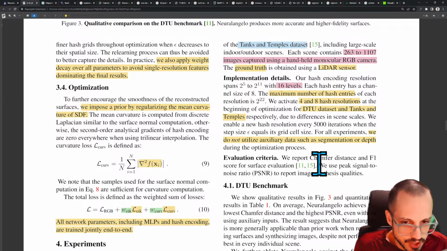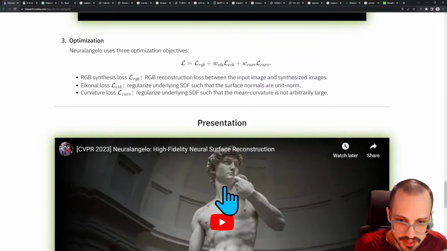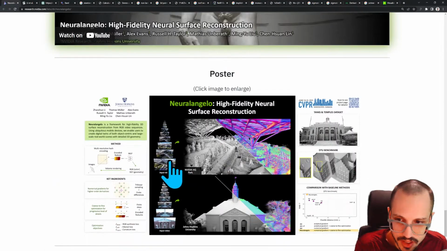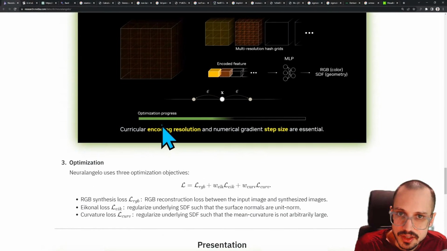We report chamfer distance and F1 score for surface evaluation. These are basically metrics to determine how good your surface is. And we use peak signal-to-noise ratio to report image synthesis quality. So chamfer distance and F1 score are for the quality of the surface, and signal-to-noise ratio is for the quality of the image. Right? So PSNR is basically the 2D image, and the chamfer distance is how good the actual surface is.